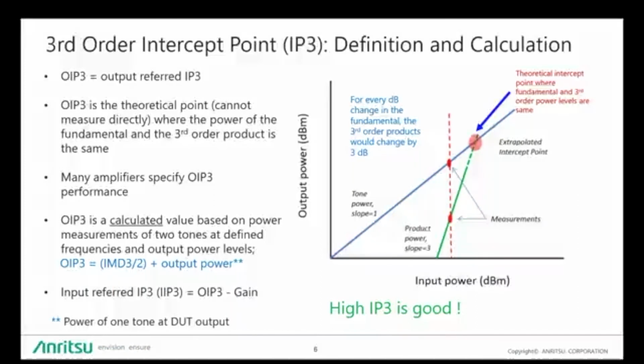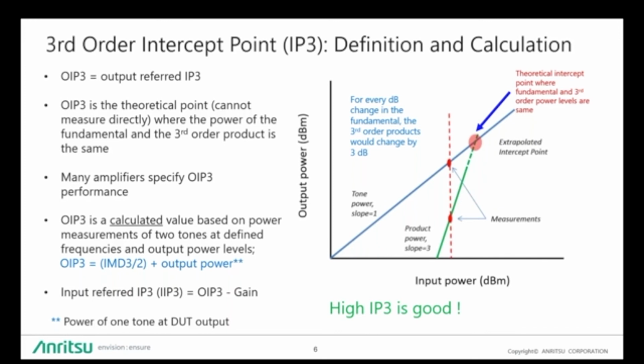Now, in theory, there comes a point where you are increasing the power level, and there's a theoretical point, the output IP3, where the power levels of the fundamental and the third order product are the same. Obviously, it'll be very difficult to measure because you would need to put super high power into your device under test, but it can be calculated. And there's a little formula there.